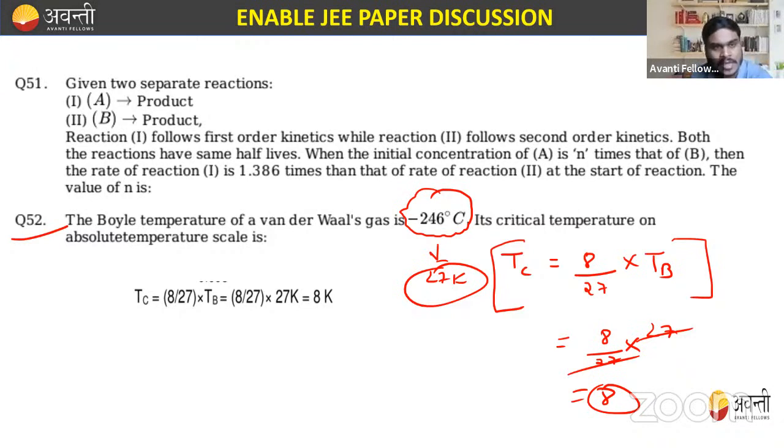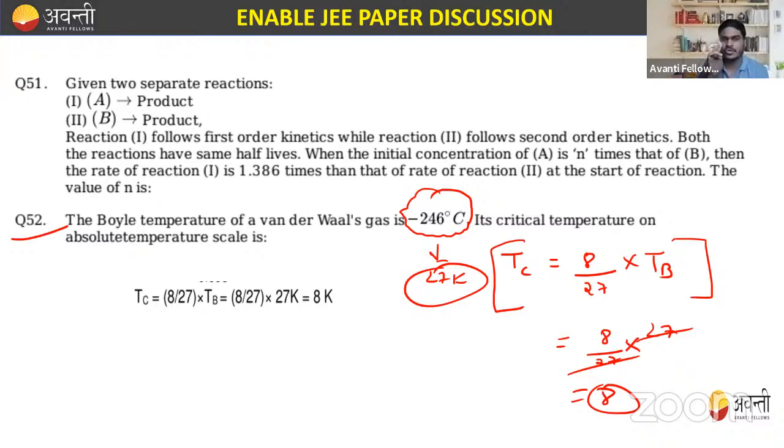Reaction 1 follows first order kinetics while reaction 2 follows second order kinetics. Meaning the order of the first is 1, the order of the second is 2. Both the reactions have the same half life. When the initial concentration of A is n times that of B, then the rate of reaction 1 is 1.386 times that of the rate of reaction 2 at the start of the reaction. The value of n is?